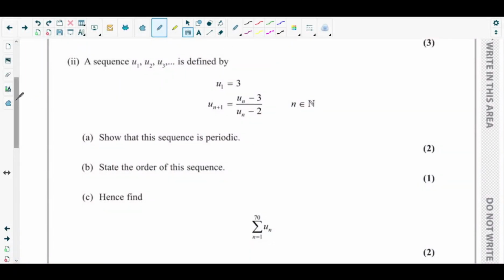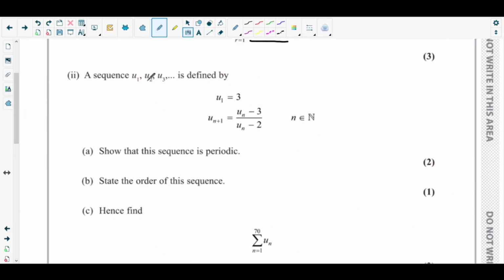Okay, next is part 2. A sequence u1, u2, u3 and so on is defined by u1 is 3, u of n plus 1 equals u of n minus 3 over u of n minus 2, where n is an element of the natural numbers. Part a asks us to show that this sequence is periodic.